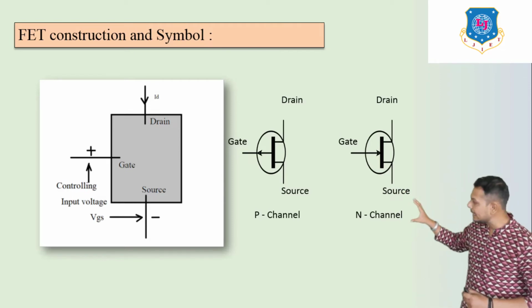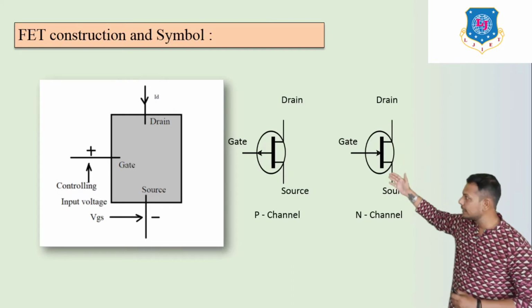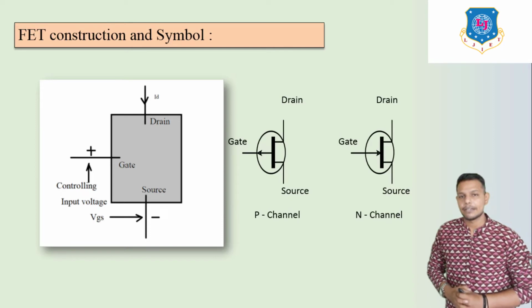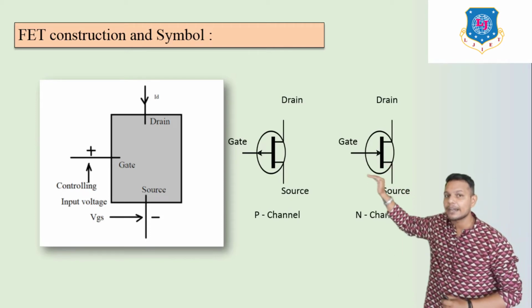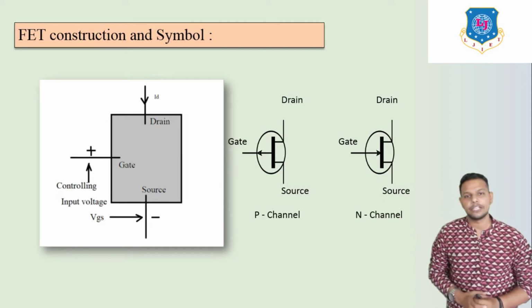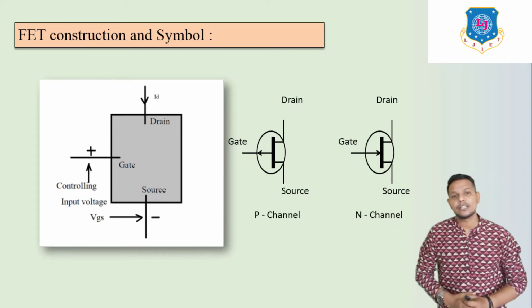Similarly, here in the N channel we can see drain, gate and below it source. But here we can see the arrow indication is coming inside. That's why it is known as N-channel JFET. So this is the difference between N-channel and P-channel JFET.